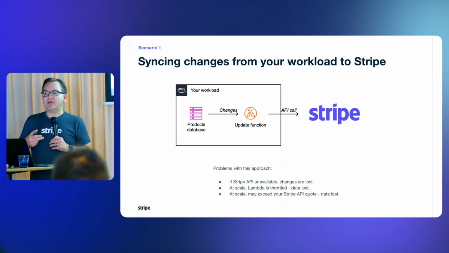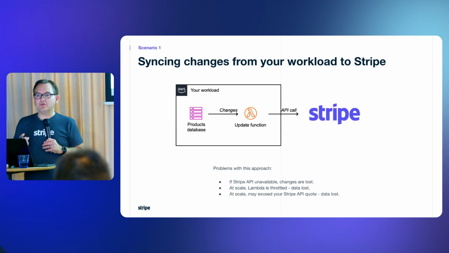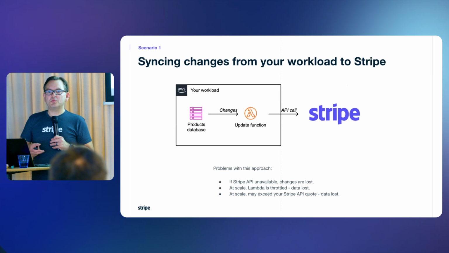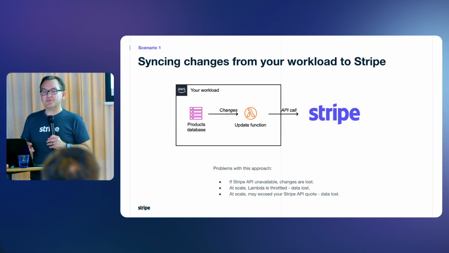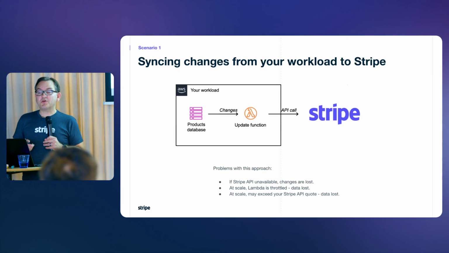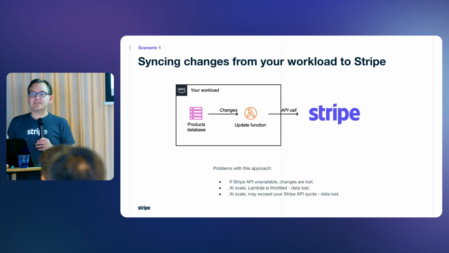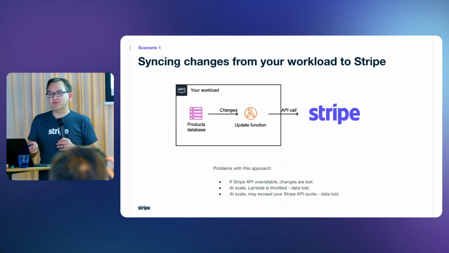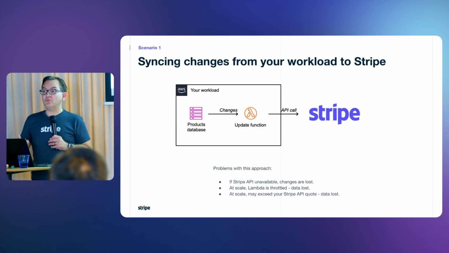Also at scale, there are API limits to consider as well. Stripe has API quotas, 100 requests per second by default. So if you have a very busy system, it's possible you exceed those. And in all of these cases, you're losing data and you haven't figured out what you're going to do when that happens.